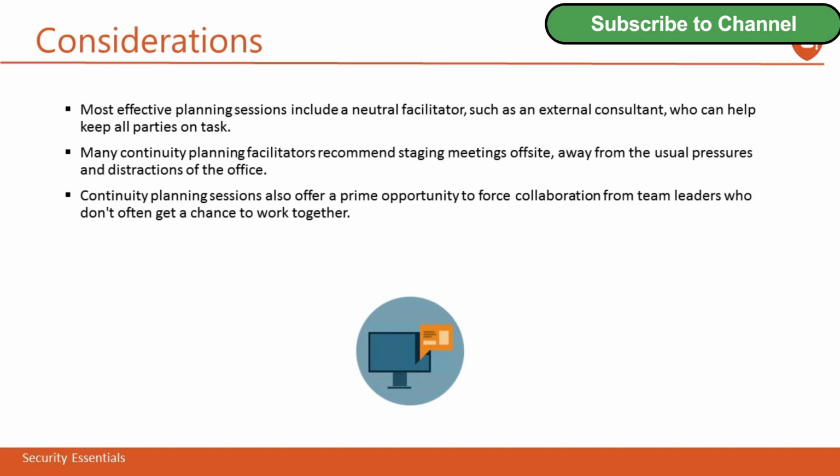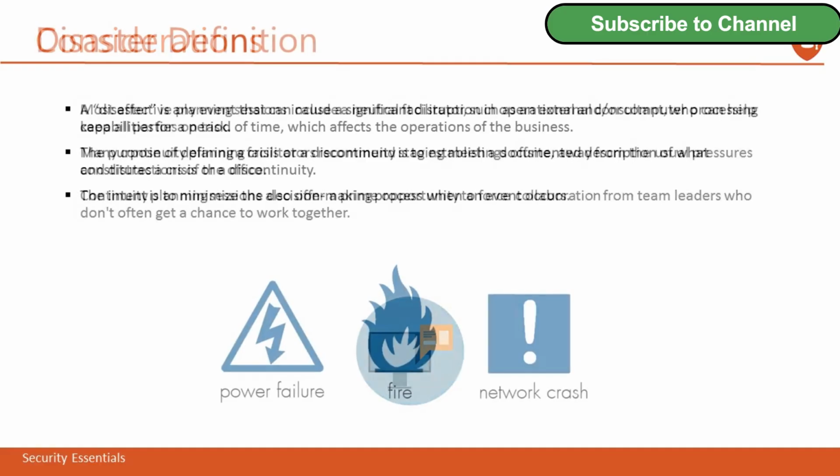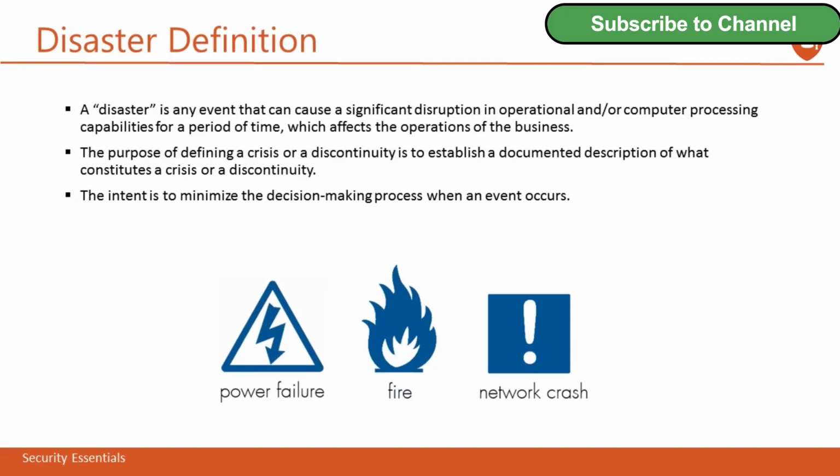Here are some things to consider. Most effective planning sessions include a neutral facilitator, such as an external consultant who can help keep parties on track. Many continuity planning facilitators recommend staging meetings off-site away from the usual pressures and distractions of the office. Continuity planning also offers a prime opportunity to force collaboration from team leaders who don't often get a chance to work together.